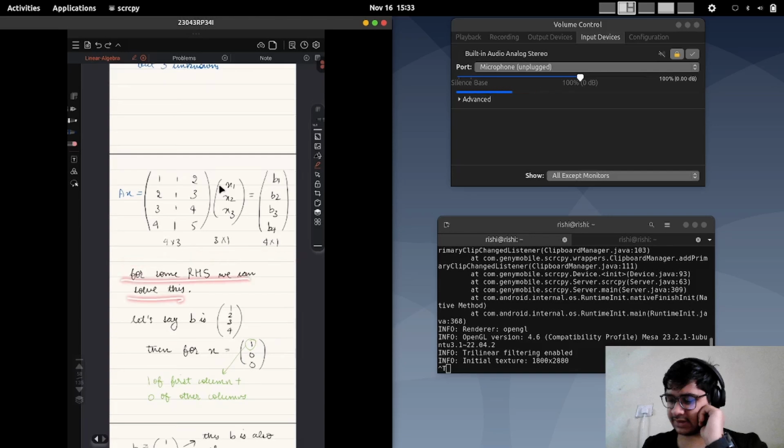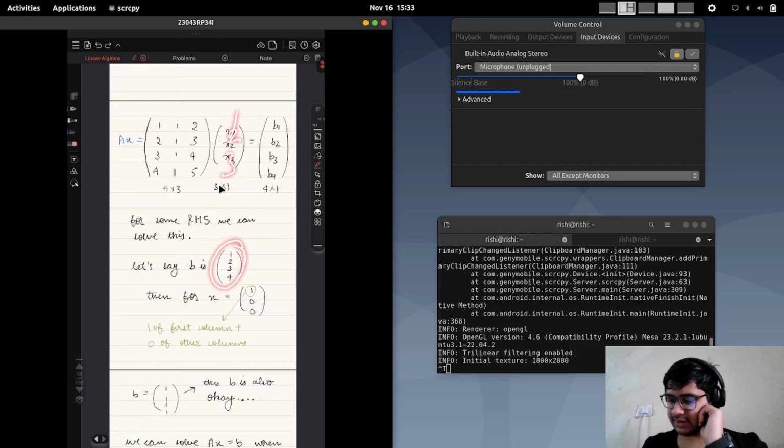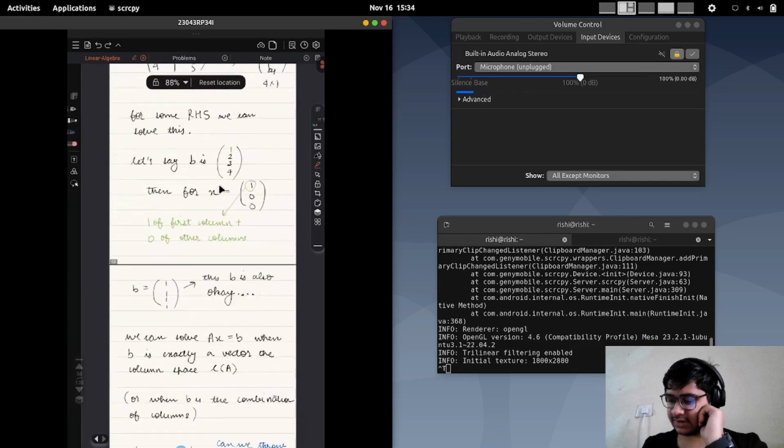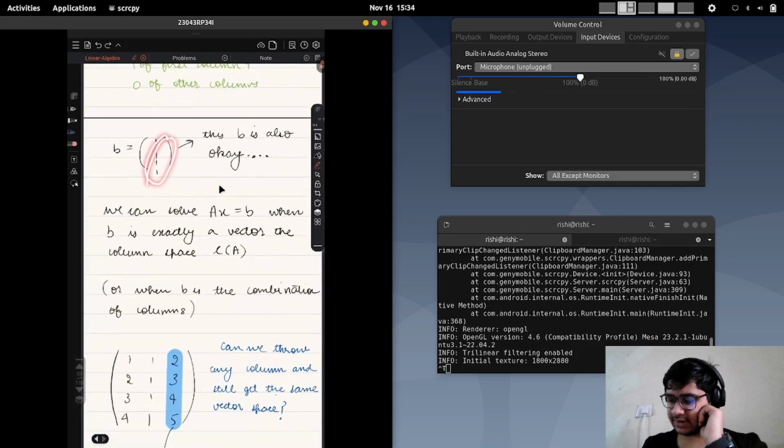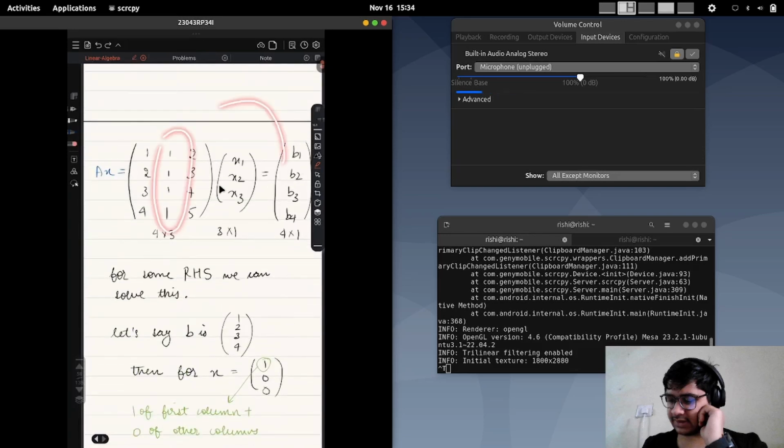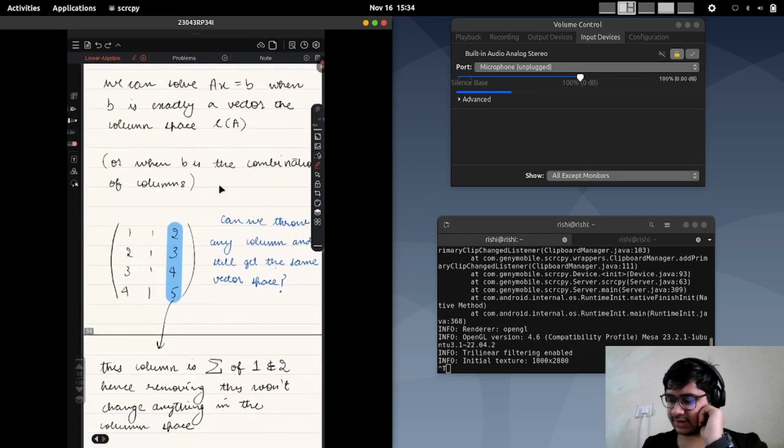For some right-hand sides, we can solve this. Let's say b = 1, 2, 3, 4. For this b, we can solve it, because we can put 1 of this column, 0 of this column, 0 of this column in here. Then for x = 1, 0, b = 1, 1, 1, 1 is also okay. Same, because this is the column here, so we can put 0, 1, 0. We can solve Ax = b when b is exactly a vector in the column space of A. So b should be in the column space of A.